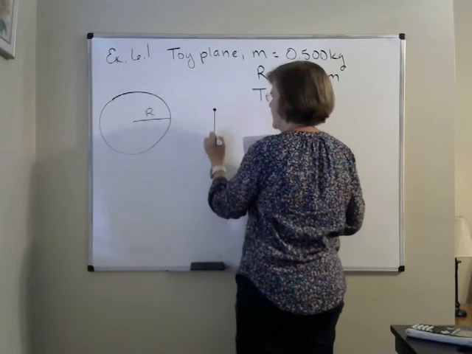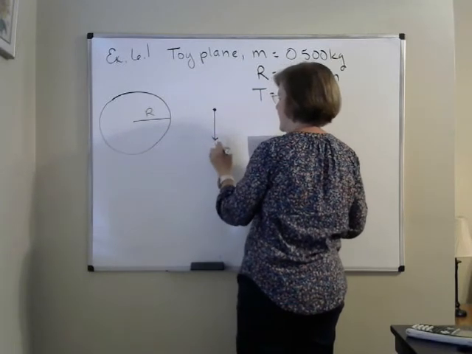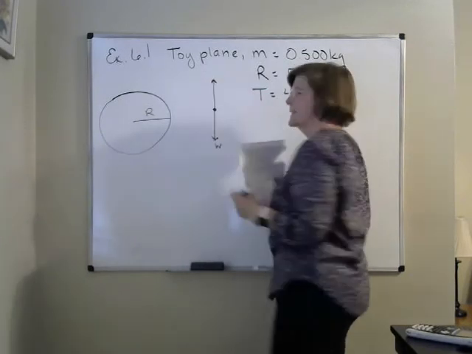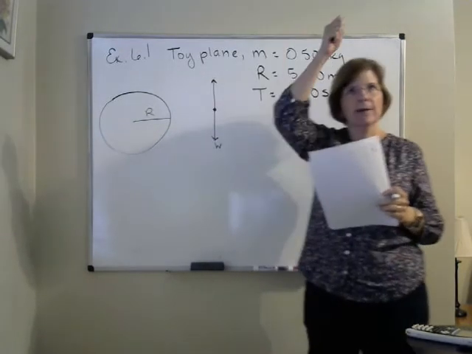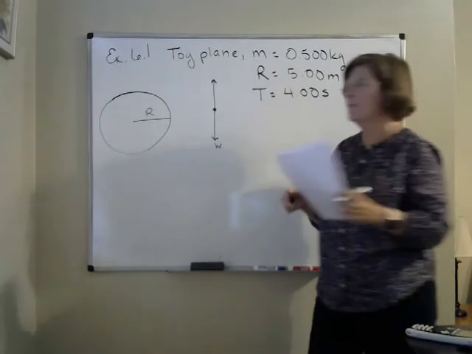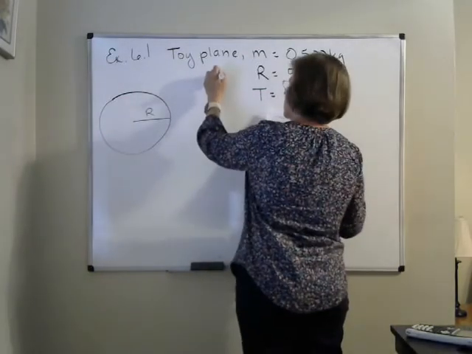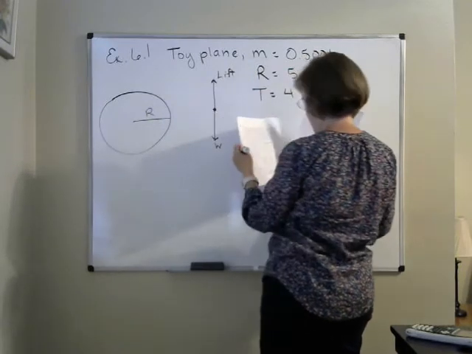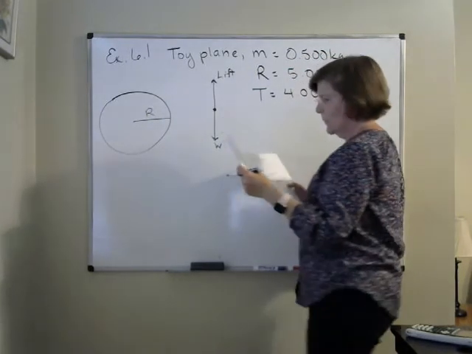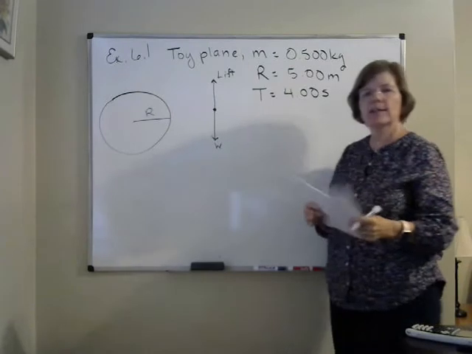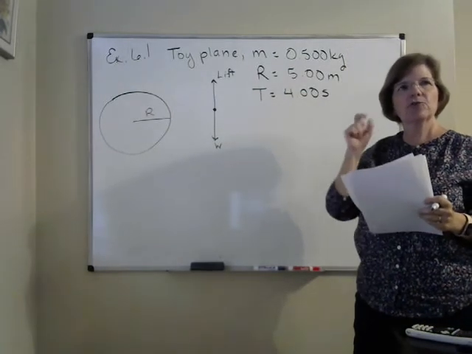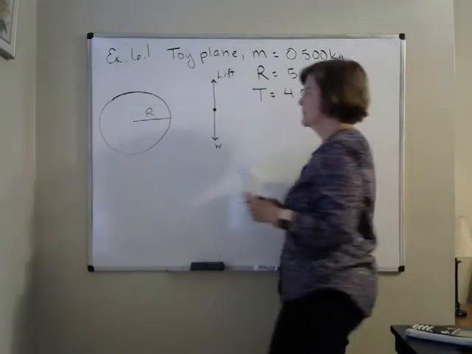The weight of the plane is down, and there has to be some force keeping it up. When we swing it around, if it's not falling, that force is what we call the lift force. And finally, we have the tension in the string. When we swing something around, it's that string that keeps it moving in the circle.